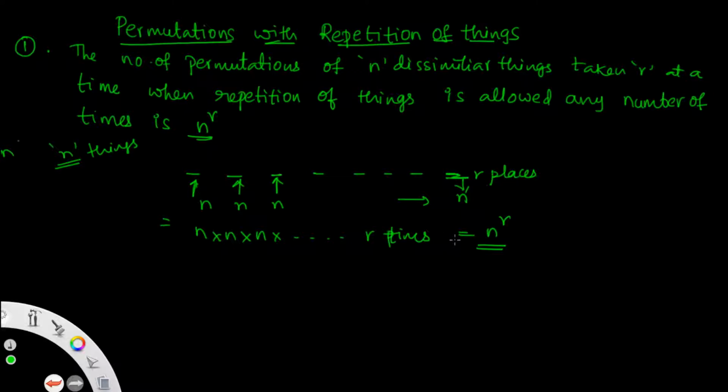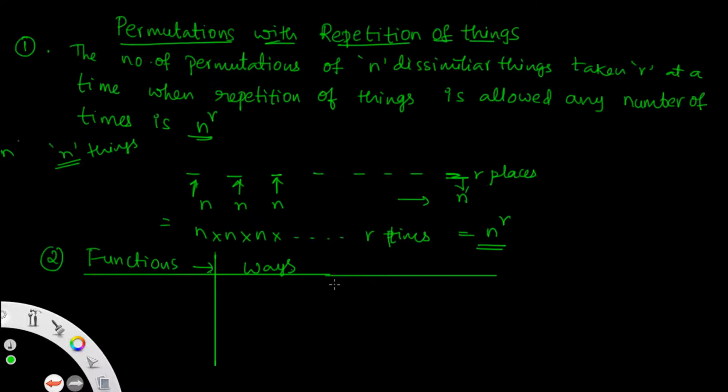Next, the second one is about the number of functions. So write the heading functions. In first year we learn the functions chapter in this way. This is the second one, functions, and here I am writing the number of ways. First one, one-one functions.